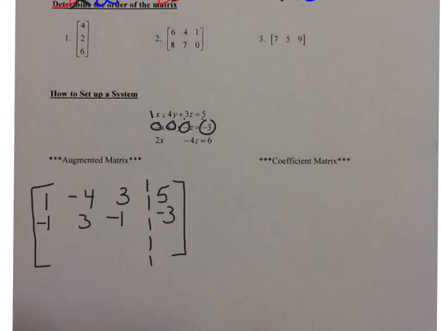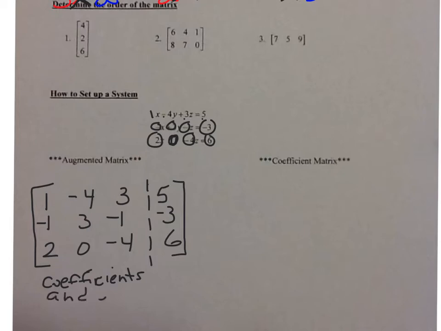And then my last row is going to be 2. Now there's a 0 here, so you have to put in that 0. -4, 6. So it's 2, 0, -4, and 6. Okay, so an augmented matrix has the coefficients and what it equals.